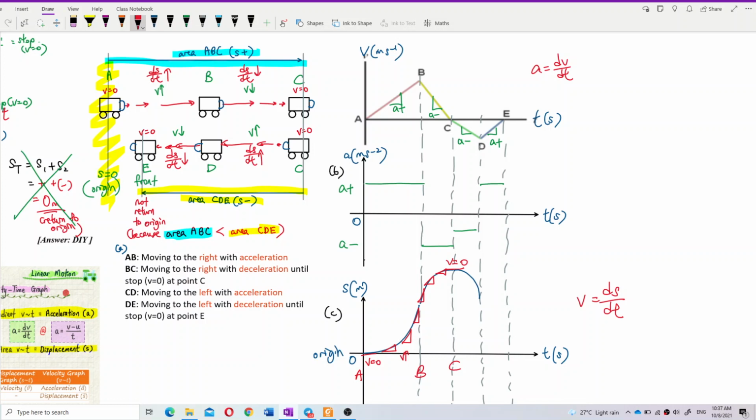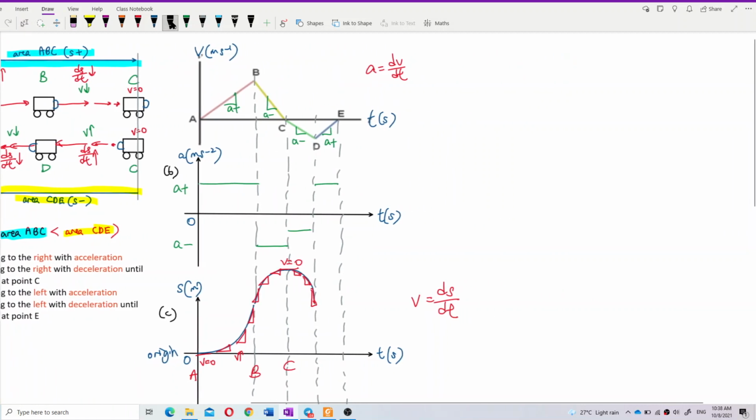So you can see the gradient increases. From 0 and then becoming steeper and steeper, semakin cerun. Becoming steeper and steeper, the velocity increases. The gradient increases, becoming steeper and steeper, you know, like a mountain. You know what a mountain is?